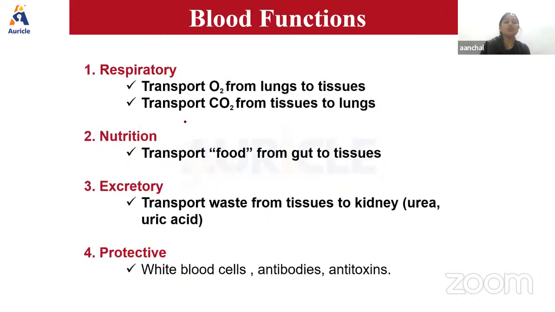Now function, so various functions we have discussed. Some more: we have the respiratory function, transport of oxygen from lungs to tissues, and transport of CO2 from tissues to lungs. Then in nutrition we have transport of food from gut to tissues. Then in excretory function, transport of waste from tissues to kidney, like urea and uric acid that get excreted in the urine. Then we have protective cells like WBCs, and the body also produces antibodies and antitoxins.